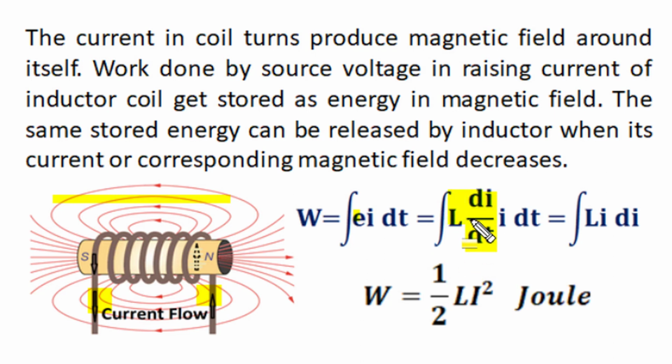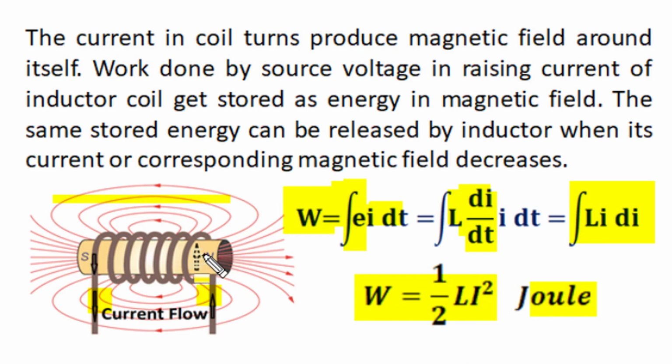Voltage which maintains di by dt in this coil configuration, and with that voltage, if a small amount of charge dq is flowing, then the elemental work done is given as E dq, where dq is I dt, and in place of E we can write L di by dt. Integration of elemental work becomes total work done, and total work done is the integration of L i with respect to i, and to raise current from 0 to capital I, the total amount of work done will become half L I square in joule.